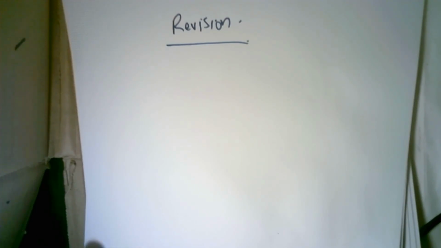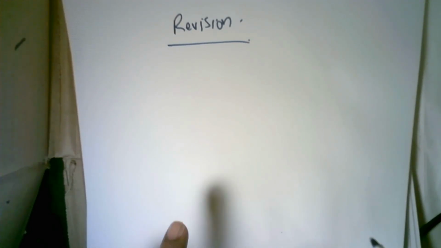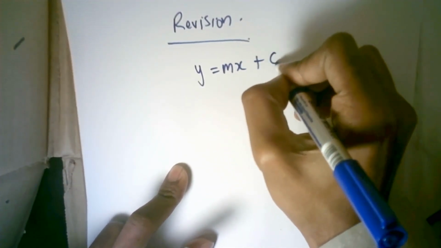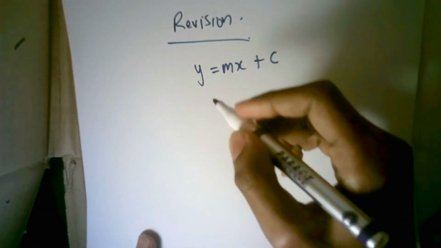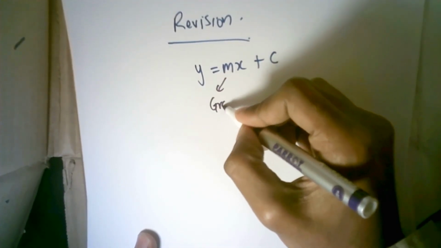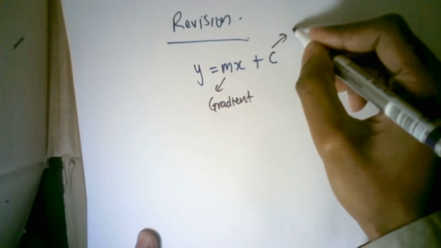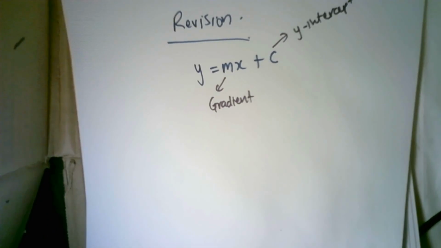So the first example that I'm going to look at is how to find the equation of a straight line. Remember, a straight line is always in the form of y is equal to mx plus c, right? Y is your y value. M represents your gradient, which is basically the slope of the line, and c is your y-intercept. It's the value of the y-intercept, right? Remember, the y-intercept is the point where the graph cuts or intersects with the y-axis.